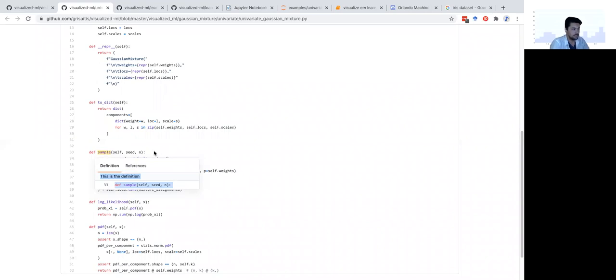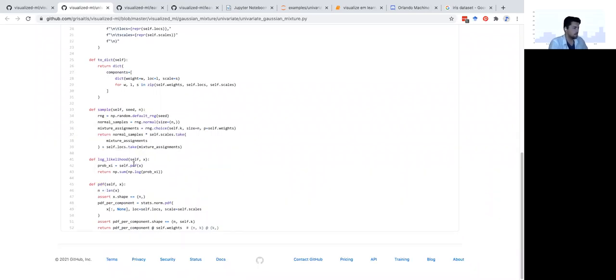I implemented a sample method so I could very easily generate a bunch of data. I also implemented a probability density function, which given some data gives me a number for what is the probability of seeing that data based on the current guess of the Gaussian mixture. This is important because this gives me a direct metric to evaluate the goodness of fit of a candidate mixture based on some data.